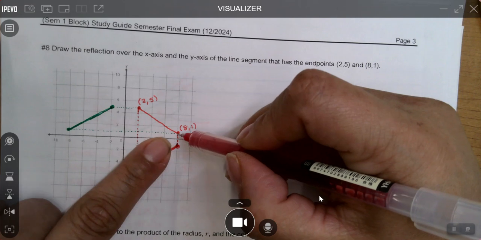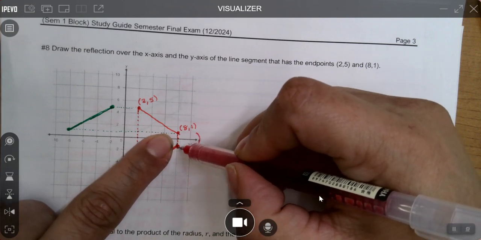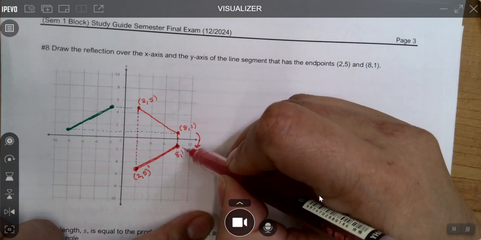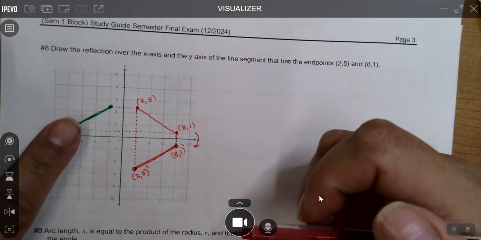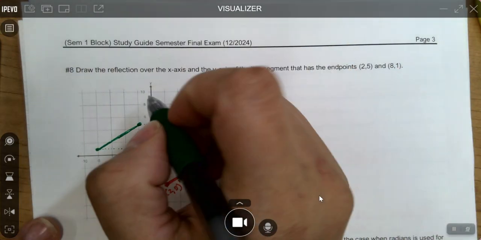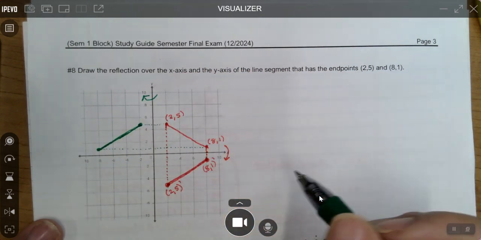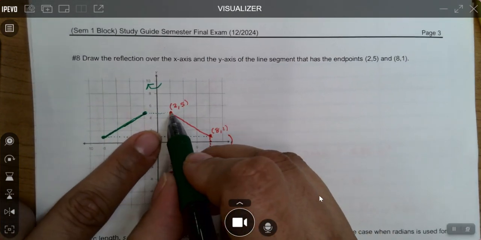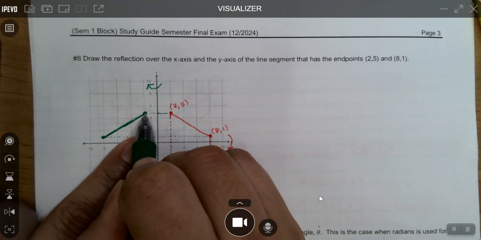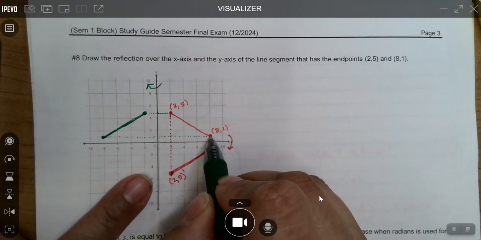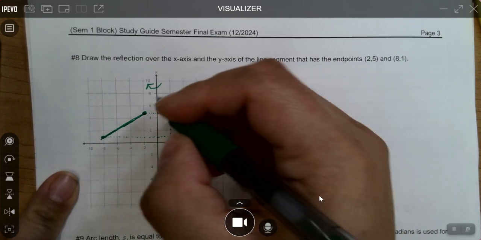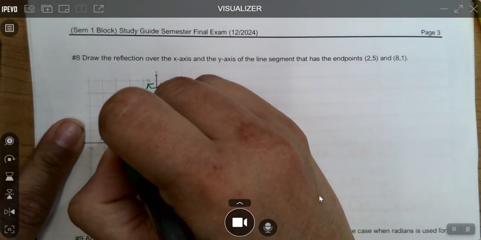All right, same thing here. This is 1 unit away, so the other reflection will be 1 unit away. Prime. Now, if you're going to reflect over the y-axis, then it's the distance to the y-axis. This point is 2 units away, so the reflection will be 2 units away. This point is 8 units away, so the reflection is going to be 8 units away. So this is over the y-axis.